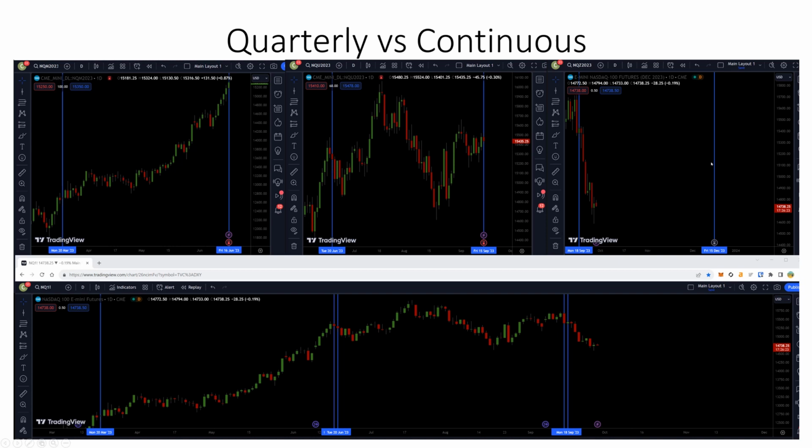Now if we look down, we're going to see a continuous chart, NQ1!, with B-ADJ off. And this is showing you the exact same thing as above, but with the annotated blocks basically cut and pasted in.